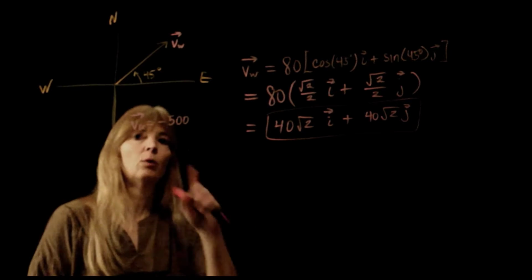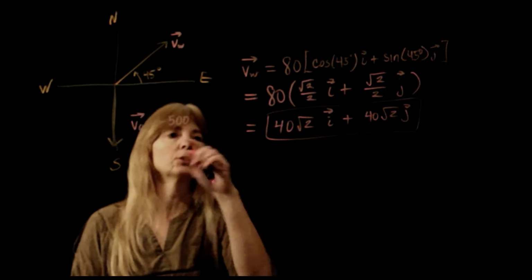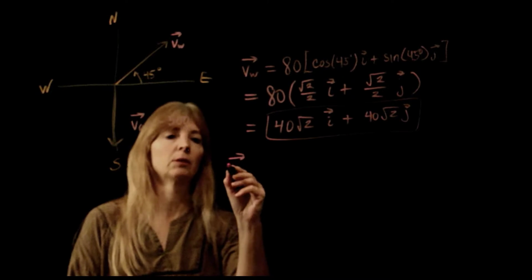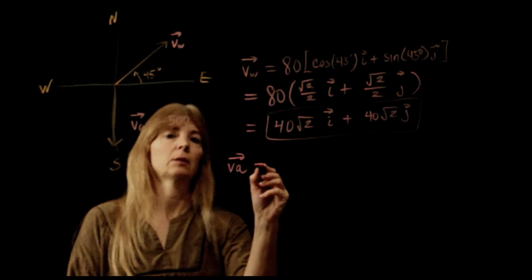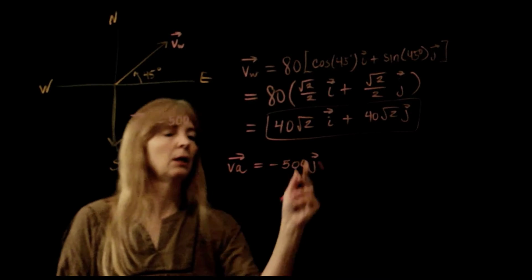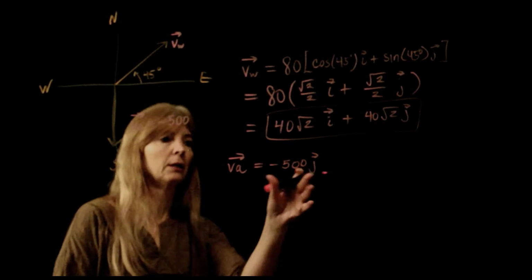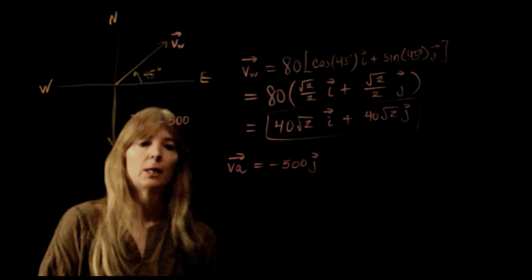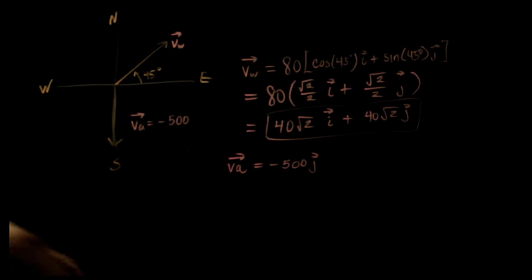All right, and then it wants the vector for the airspeed. Well, it kind of gave it to you. But to write it as an actual vector, then again we use the J. Why? Because that's the vertical component. All right, so that's the first answer.